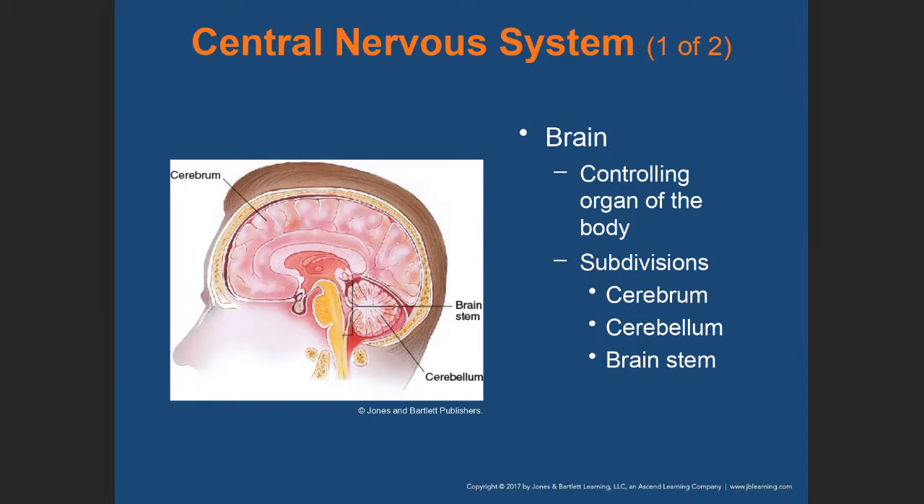The cerebrum is also divided into your right and left hemispheres. So the cerebrum is divided into the right and left cerebral hemispheres. Now the right cerebral hemisphere controls movement on the left side of the body, and the left cerebral hemisphere controls movement on the right side of the body.